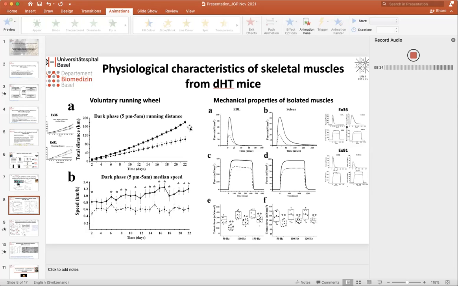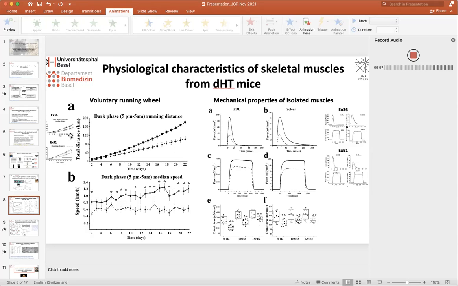While the double hetero mice, you can see here, don't even run half the distance. So clearly they have something wrong with their muscles. Not only do they run less, but they also run much slower. This is the mean cruise speed of the wild type mice, and you can see that the double knock-in mice run at a much slower pace.